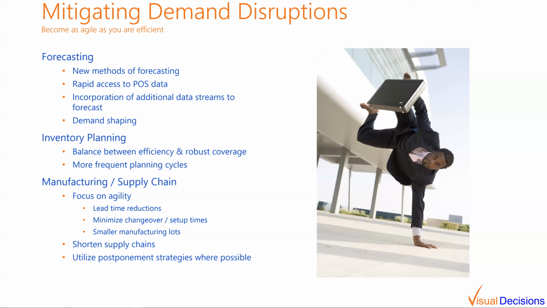So those are different ways to mitigate that demand disruption. And again, some of that is focused on the forecasting up front and being able to track that demand more closely. But then a lot of it is on the supply side and being able to make your supply chain and your manufacturing processes more agile and more closely follow those rapid demand swings.